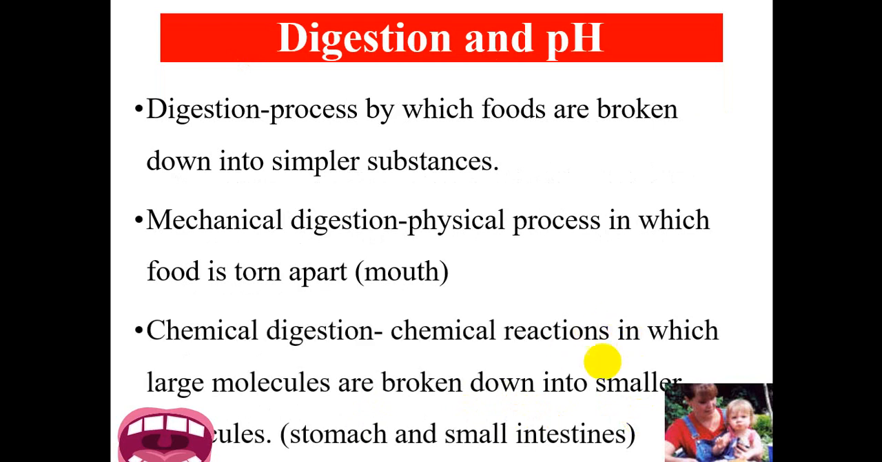So digestion and pH. Digestion is a process by which foods are broken down into simpler substances. Mechanical digestion is a physical process in which food is torn apart in the mouth. Chemical digestion is a chemical reaction in which large molecules are broken down into smaller molecules.